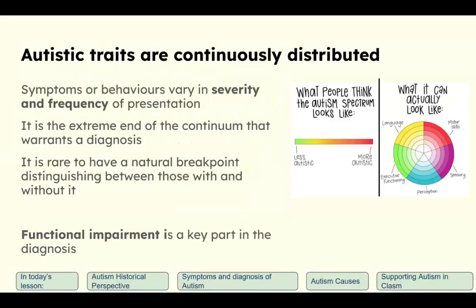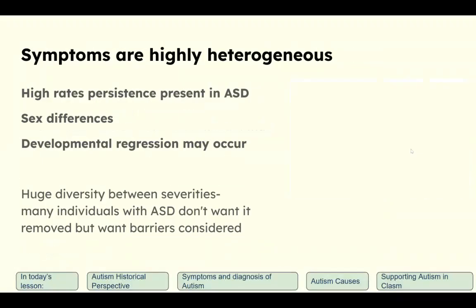Autistic traits are continuously distributed across the population. Symptoms or behaviours vary in severity and frequency. Obviously, it's that severity and frequency which can lead to that diagnosis, with functional impairment being key. The spectrum is not a straight line, it's more of a wheel with different severities of this. Okay, and everybody would have a level on this wheel, but obviously the functional impairment comes with autism when there would be great impairments with no language, sensory, perception, executive functioning, etc.